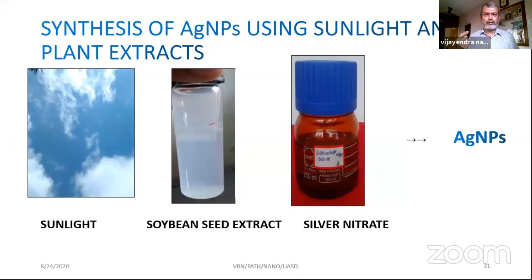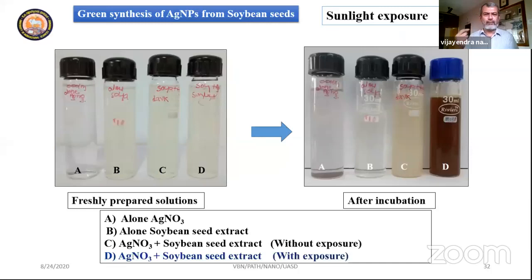See now what exactly happens in this case. Here you are going to find AgNO3 alone, second soybean extract alone, third AgNO3 with soybean without exposure to sunlight, and fourth with exposure to sunlight. See the change. When you look at the AgNO3 soybean extract exposed to sunlight, there is a change in color, which ended in the formation of silver nanoparticles. That is one of the easiest methods. We have showed it to the participants who attended the Green Nanotechnology Laboratory with us.